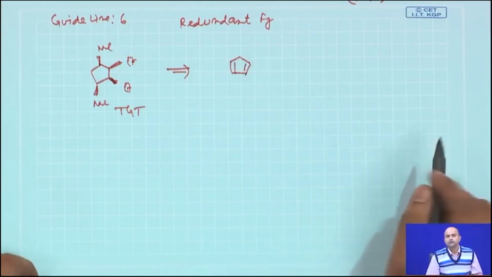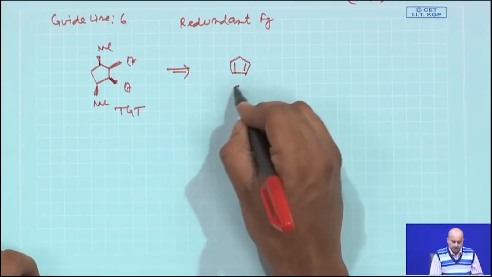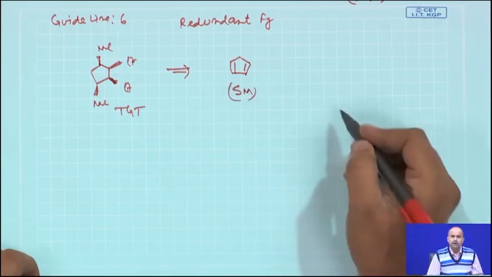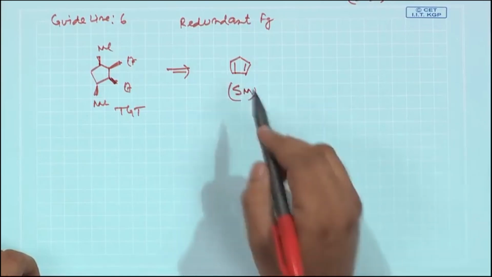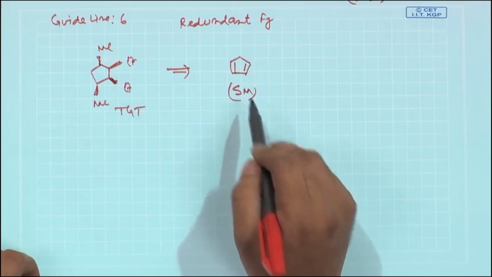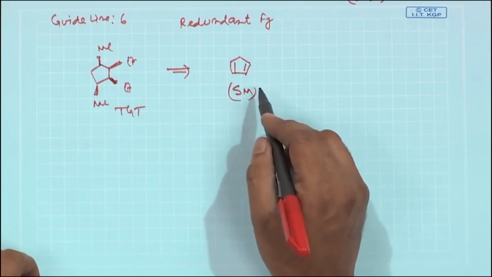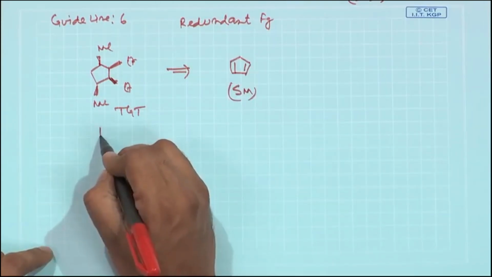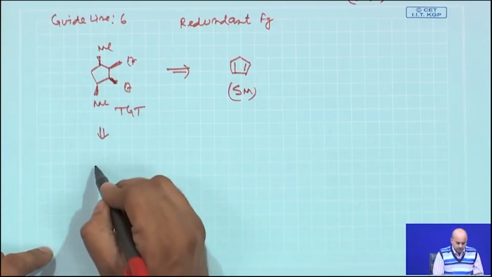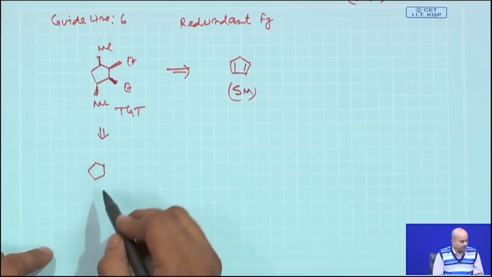Normally I can give you a hint: whenever the starting material cyclopentadiene is given to you, you can blindly think that your teacher is looking for a Diels-Alder cycloaddition reaction, because cyclopentadiene is a very good diene, a 4 pi system in the Diels-Alder cycloaddition reaction. Now, you have to use the Diels-Alder transformation, but before that let us go for the retro and see how the concept of redundant functionality you can bring in here.